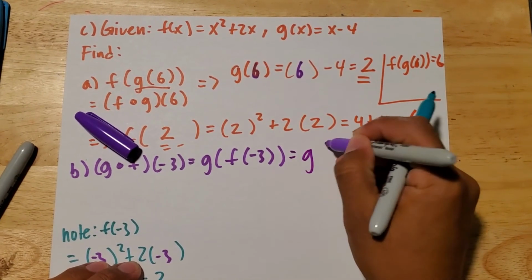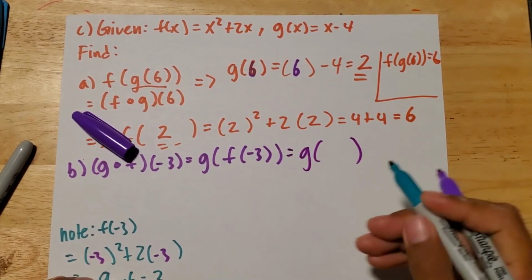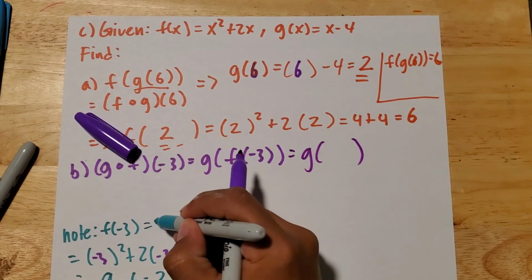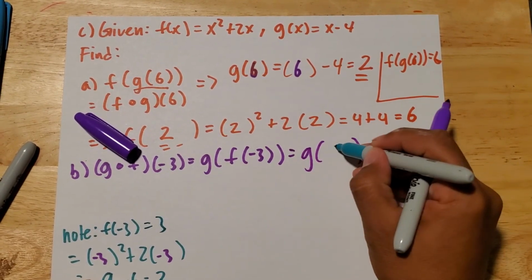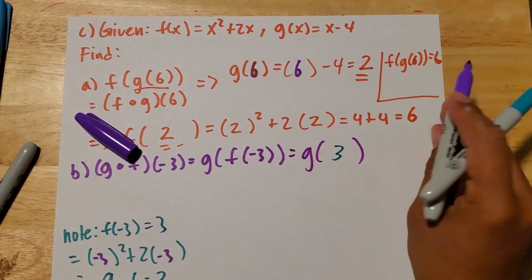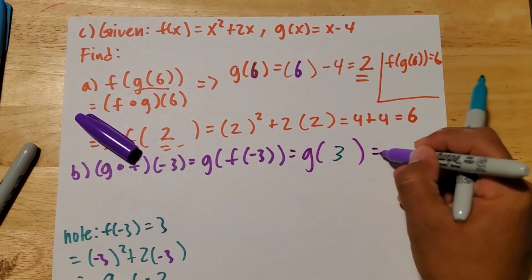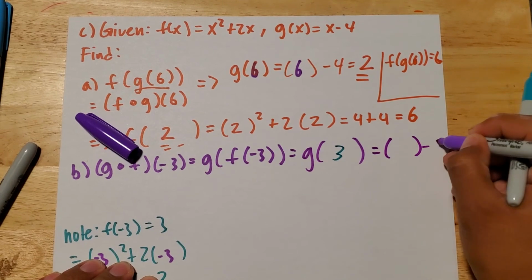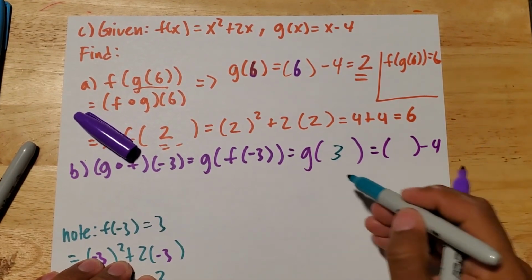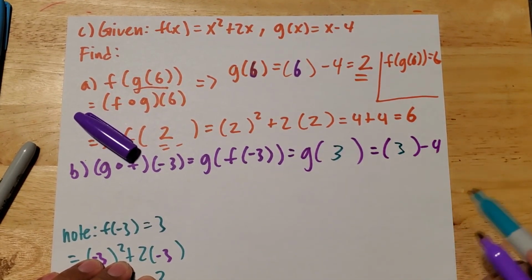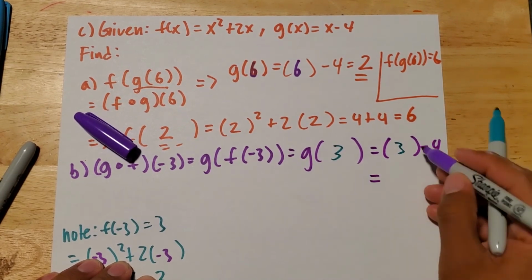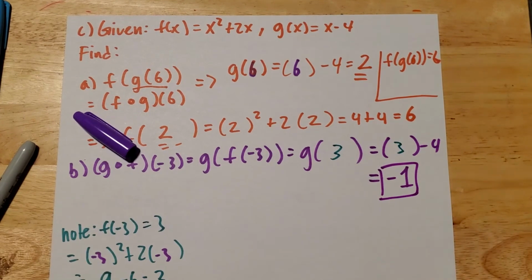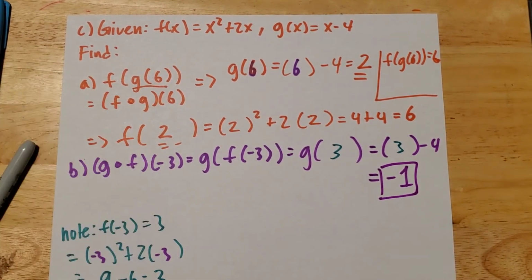For this g of f of negative 3, I'm going to replace it with what I got for f of negative 3, which was a positive 3. So everywhere I have an x for my g, which is just x minus 4, I'm going to replace it with a 3, leaving me with a negative 1 as my answer. So again, these are much nicer.